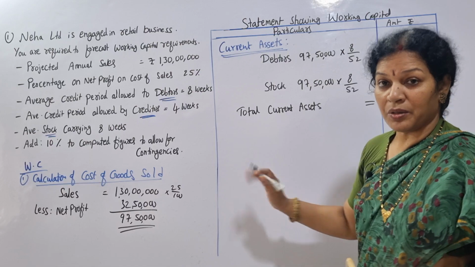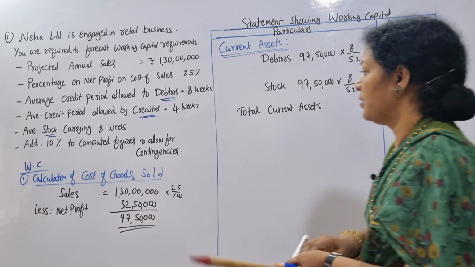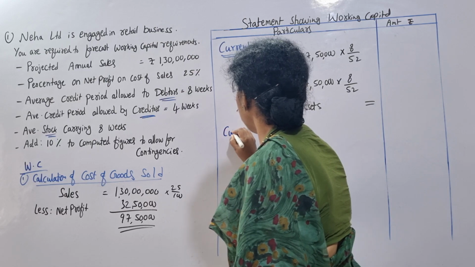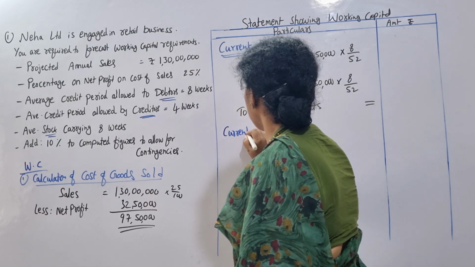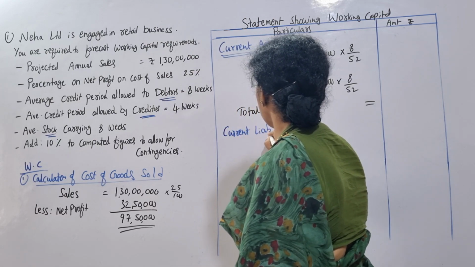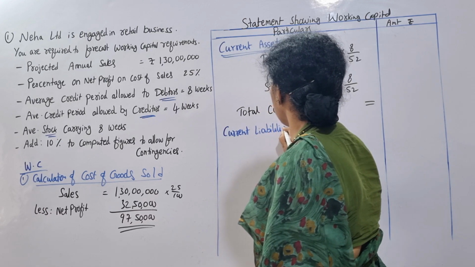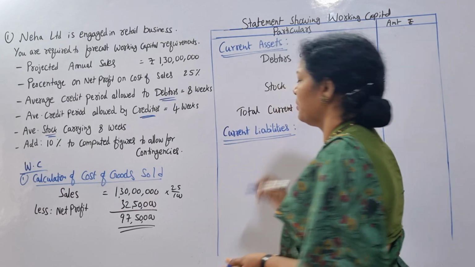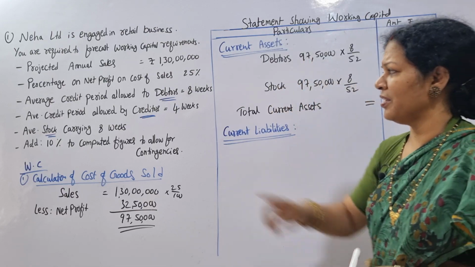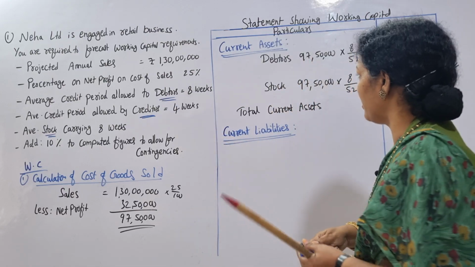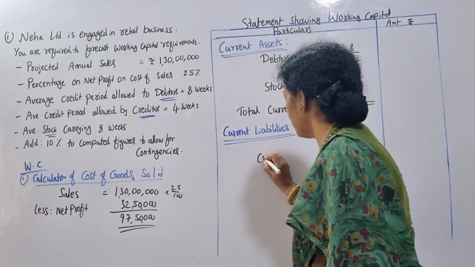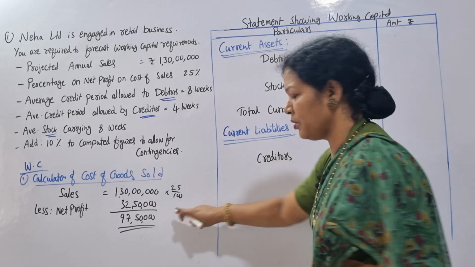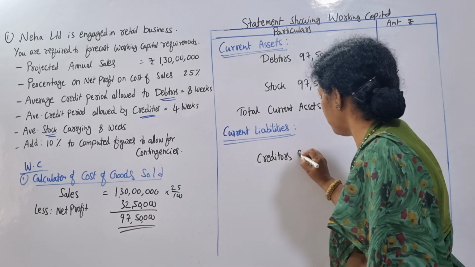Whatever we get. Now current liabilities. We'll keep the heading current liabilities. How many current liabilities do we have? Only one, that is creditors. Okay, I'll write here creditors. Amount is same, 97 lakh 50,000.